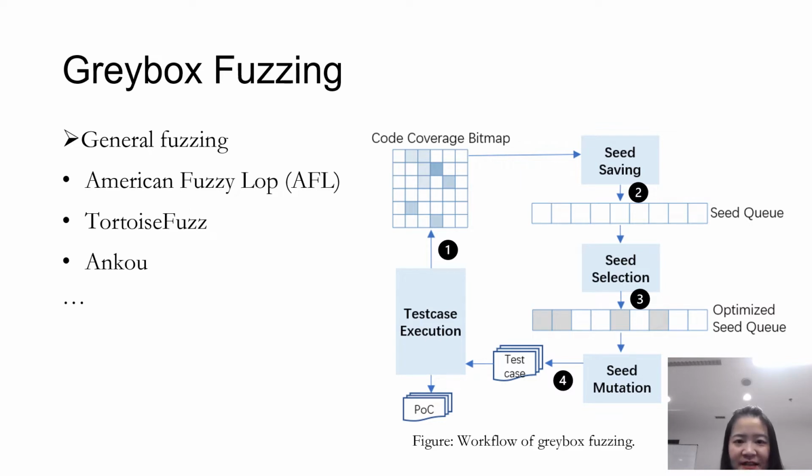Existing greybox fuzzers in general rely on code coverage feedback to guide the fuzzing campaign. For instance, AFL uses code coverage feedback to explore more code, while TortoiseFuzz and EnFuzz try to explore more error-prone operations as additional feedback metrics. They are insufficient for finding heap-based temporal vulnerabilities.